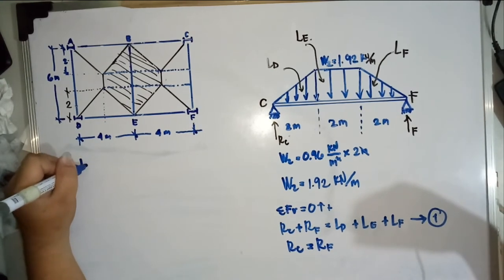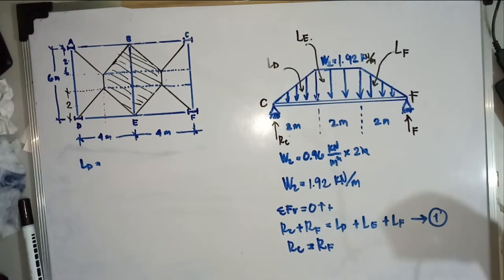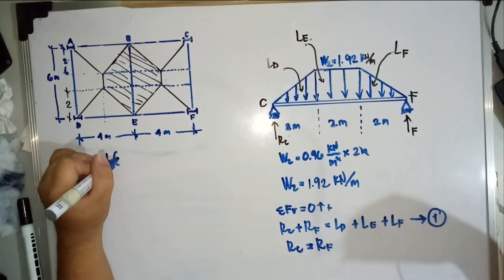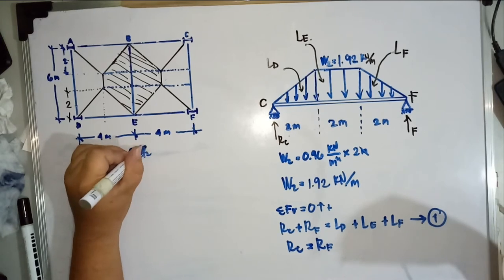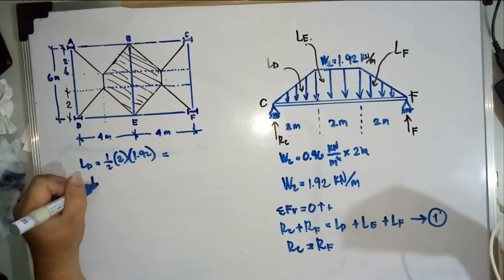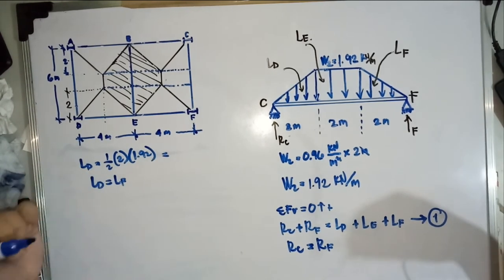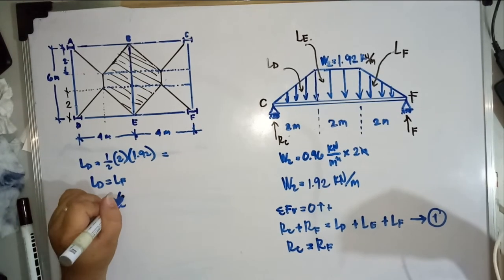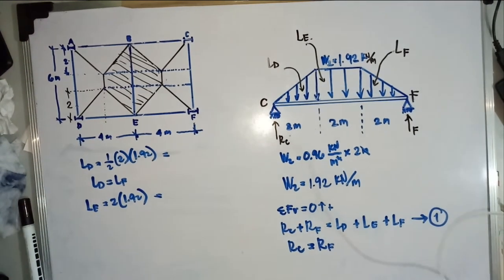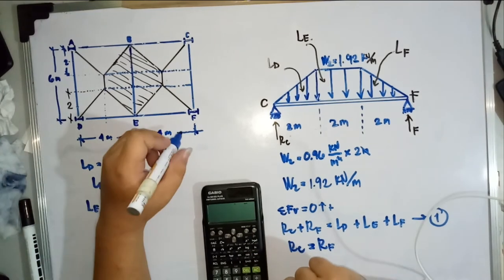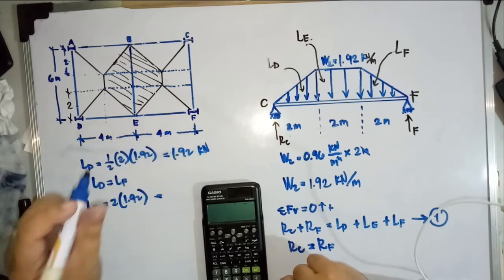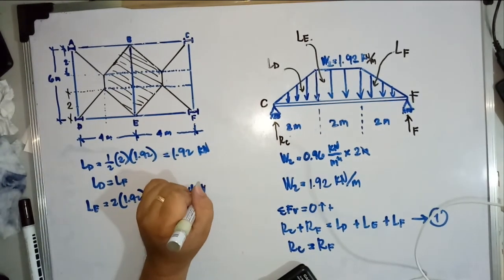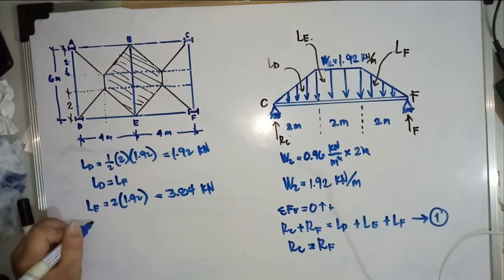So kuhaon na tong LD. L sub D is equals to 1/2 times base niya is 2 meters yapon, but the height is already 1.92. This is equal to 1.92 kN. Then LD is just equal to LF, kay pareha raman siya. Then LE is equals to 2 by 1.92, so 1/2 cancel ang 2. So 1.92 kN, 1.92 times 2, so 3.84 kN.